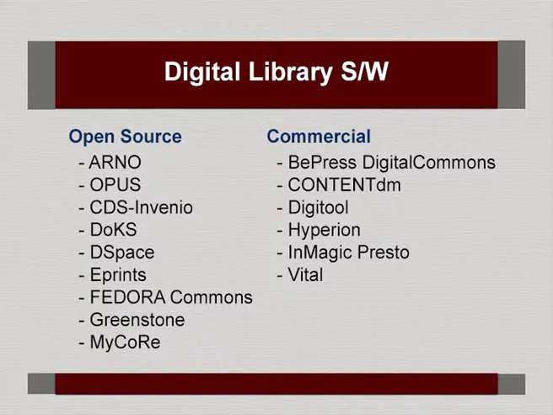But we have commercial ones also, which I haven't really tested for the simple reason, as they are commercial, I could not lay my hands on them. Besides, of course, my bias is always towards open source software. Then commercial ones are BEPress Digital Commons, then ContentDM, Digitool, Hyperion, InMagic Presto, Vital. These are commercial digital library software.